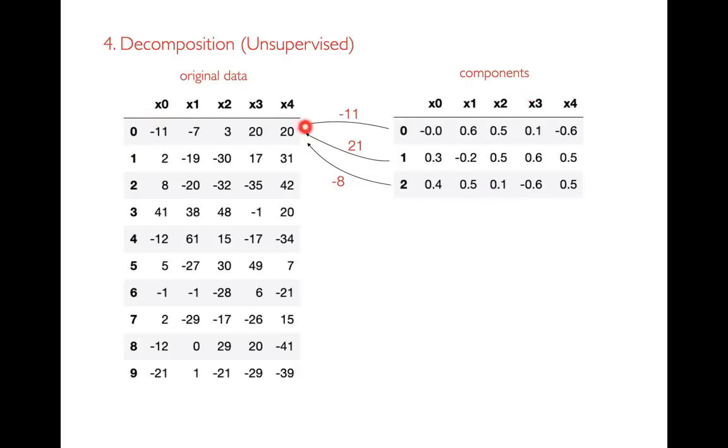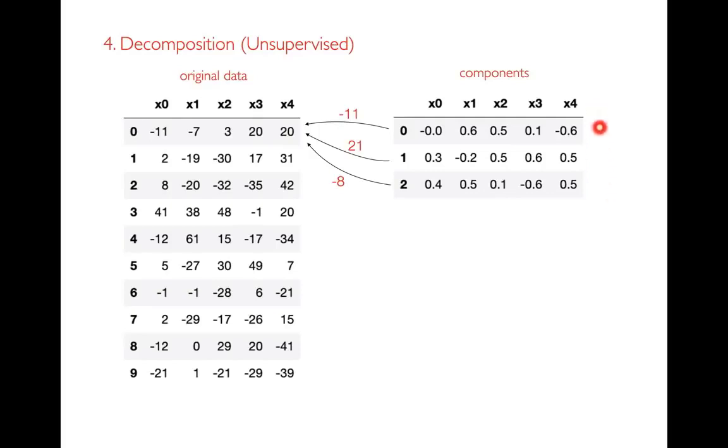So you notice the columns are the same between my original data and my component rows. And then to get this row here, like -11, -7, 3, 20, 20, what I would do is multiply this row by -11, and then add it to 21 times this row, and then add it to -8 times this row. So I'm taking a weighted average of these three rows to produce this row. And if you actually crunch these numbers, you see that I would get something similar to this, but there would be some error. It's not a perfect match, which is fine.